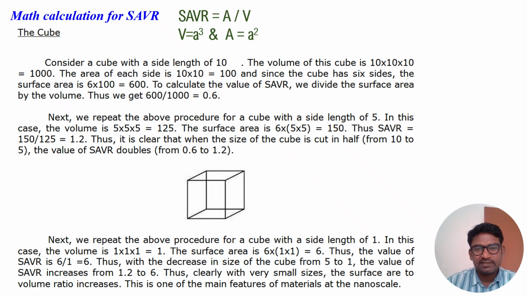Very interesting. In the first case, the surface area to volume ratio is 0.6, in the second case it is 1.2, and in the third case it is 6, which means when we reduce the side length from 10 to 5, 5 to 1, the surface area to volume ratio respectively increases from 0.6 to 1.2 and 1.2 to 6. The surface area to volume ratio drastically increases. This is one of the main features of materials at the nanoscale.